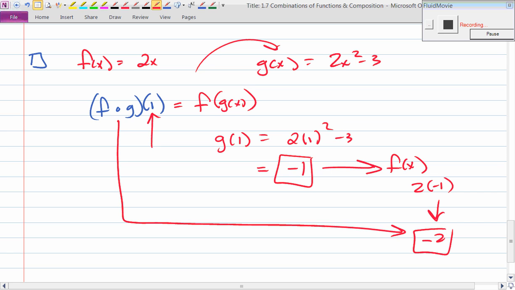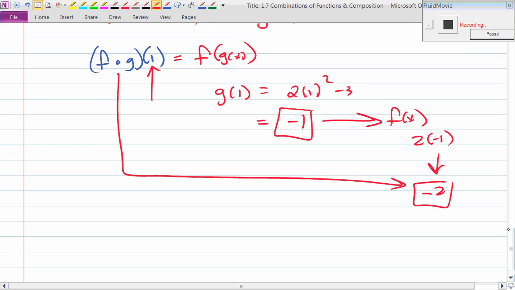Now, is that the same thing as g of f of 1? 2 times negative 1 is negative 2. Is this the same thing, g of f of 1? Are those two things necessarily going to be the same? What do you think? Why not? Because you get one first and then you plug it in. Very good. You get 1 first, plug it in.